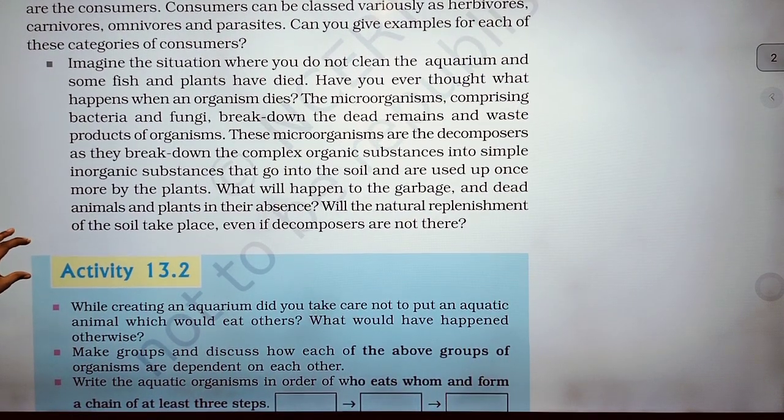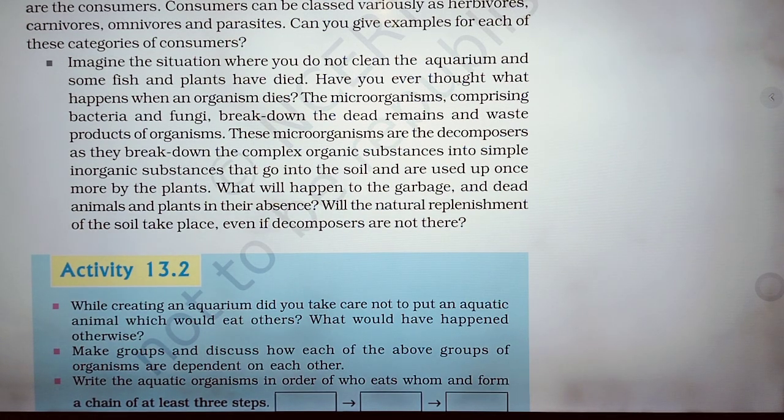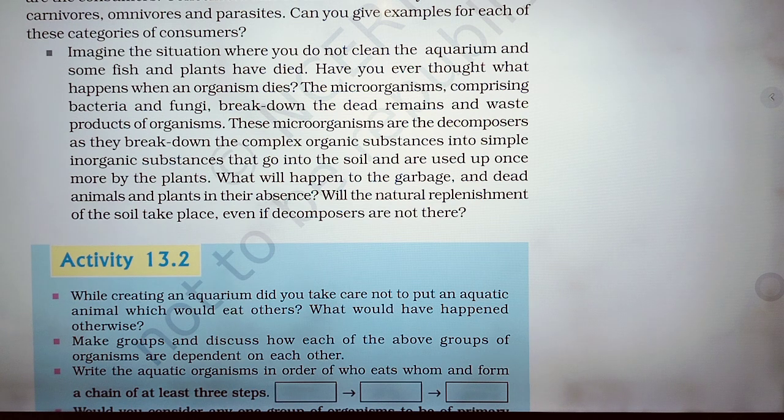These microorganisms are the decomposers, as they break down the complex organic substances into simple inorganic substances that go into the soil and are used up once more by the plants.